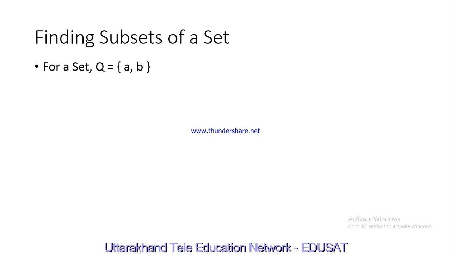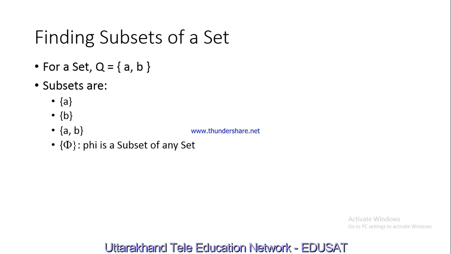So let us take an example. Suppose that Q is a set which has two elements A and B. Now if you want to find out the subsets of this particular set, then these are the subsets. And how do we find them? You will have to use a particular procedure. First, you take all the elements of a set one at a time. So this way we'll get the first two subsets. You can see here {A} and {B}. These are the first two subsets which we obtain when we take all the elements of the given set one at a time.